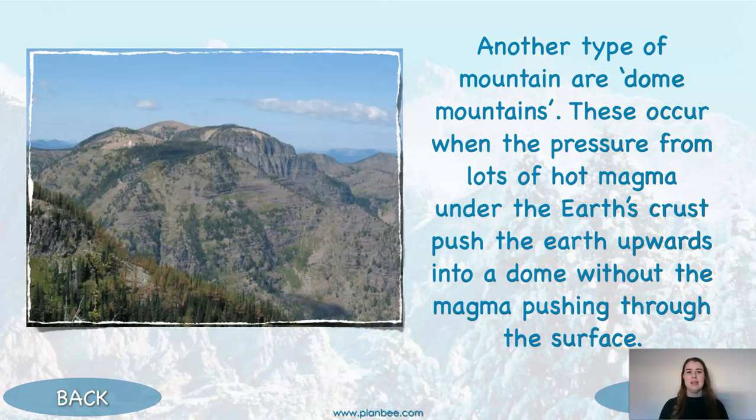Another type of mountain is a dome mountain. Now these occur when the pressure from lots of hot magma, which is underneath the Earth's crust, pushes towards the surface. Now we tend to find magma and associate it with volcanoes, and that magma, once it reaches the surface, turns into hot molten lava. Now as that protrudes from the ground, it might not necessarily come out of the ground, but it pushes the earth further and further up. Now this magma, as it pushes up, creates a dome shape to our mountain.